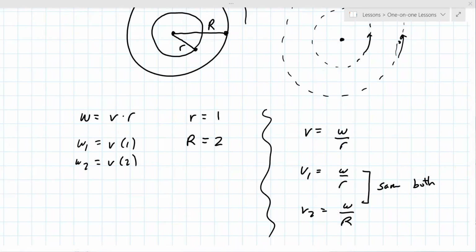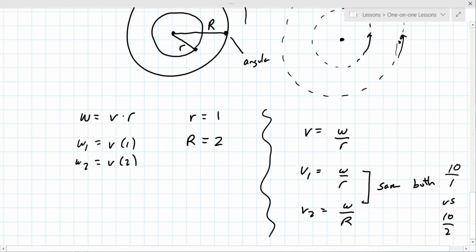Well, you would have a bigger number in V2. One you're dividing by 1 and one you're dividing by 2, but W is the same. Sometimes you have to put numbers in, like 10 divided by 1 versus 10 divided by 2. Oh, so it would be bigger in V1. It would be bigger. So conceptually, here the angular speed is higher, but here the linear speed is higher.